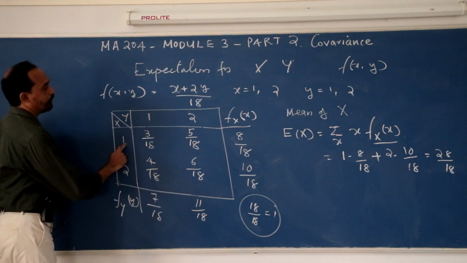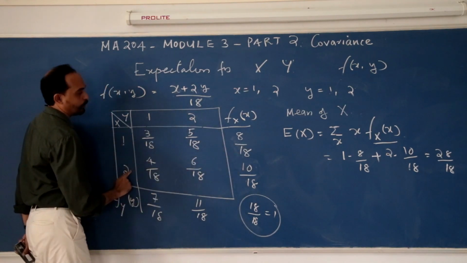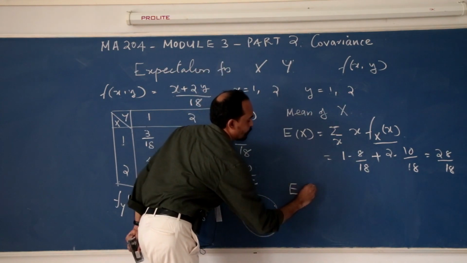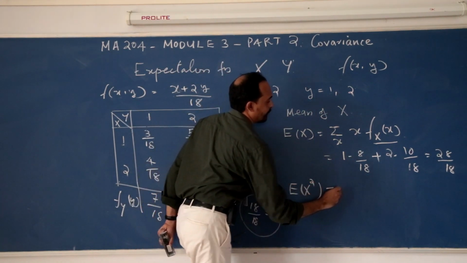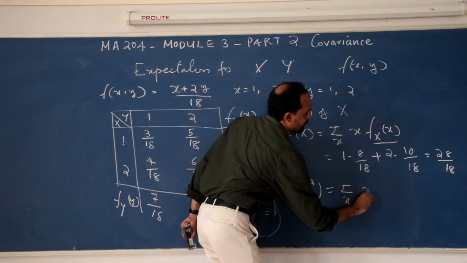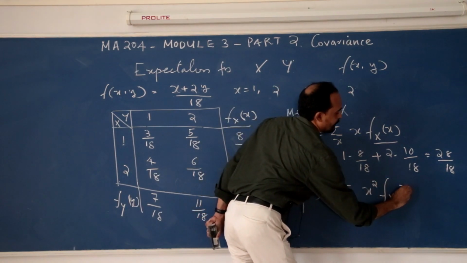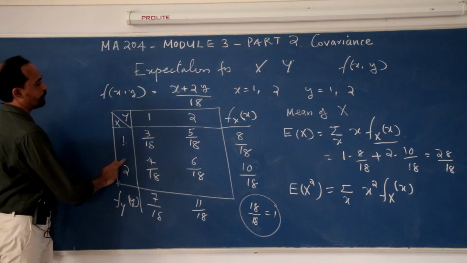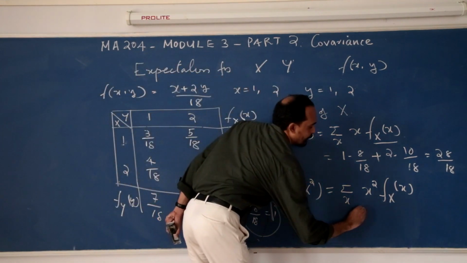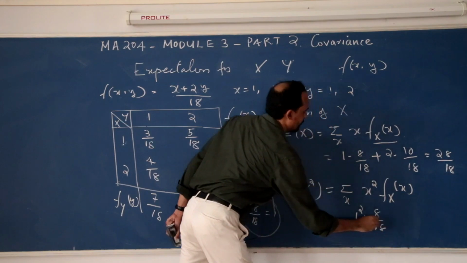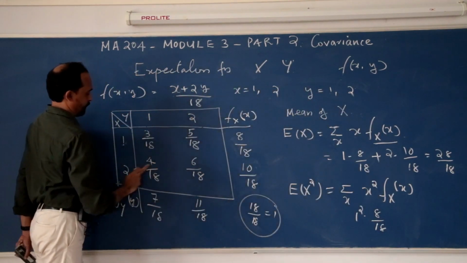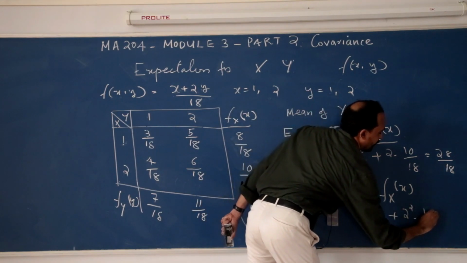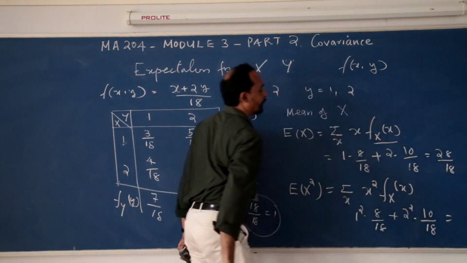And x is equal to 1, 1 into 8 by 18 plus 2 into 10 by 18, 20 plus 8, 28 by 18. Similarly, expectation of x square. Expectation of x square is equal to sigma over x square into f of x. So x assumes the values 1 and 2. When x is equal to 1, 1 square into the corresponding value, 8 by 18. When x is equal to 2, 2 square into 10 by 18.